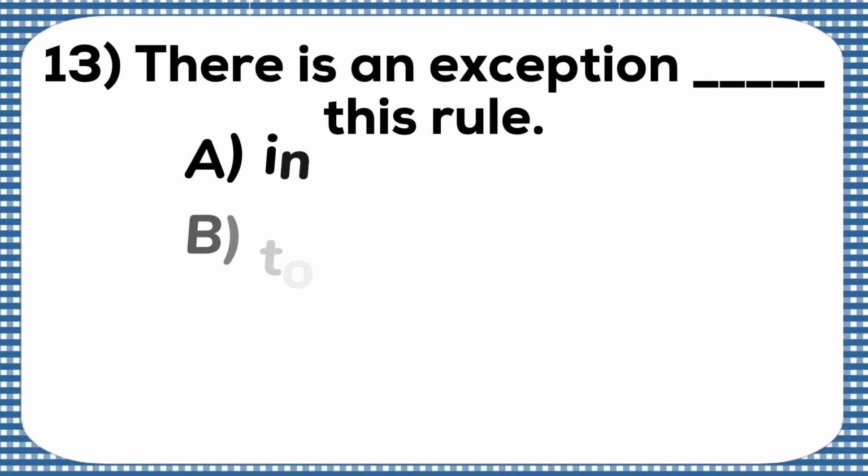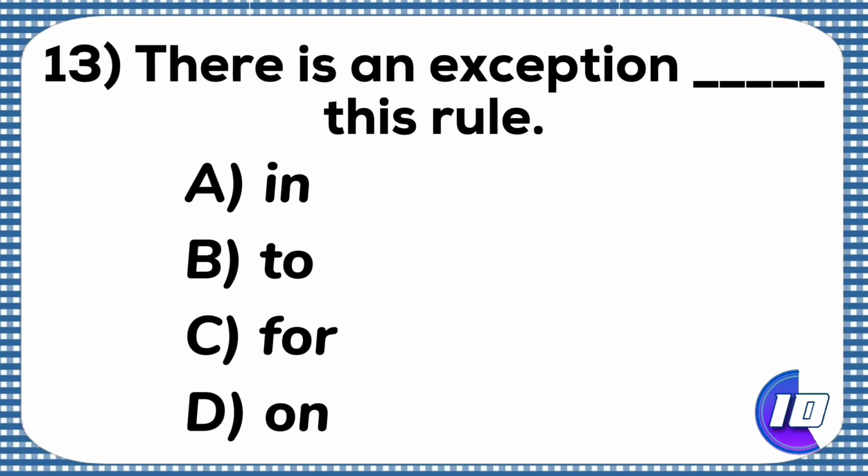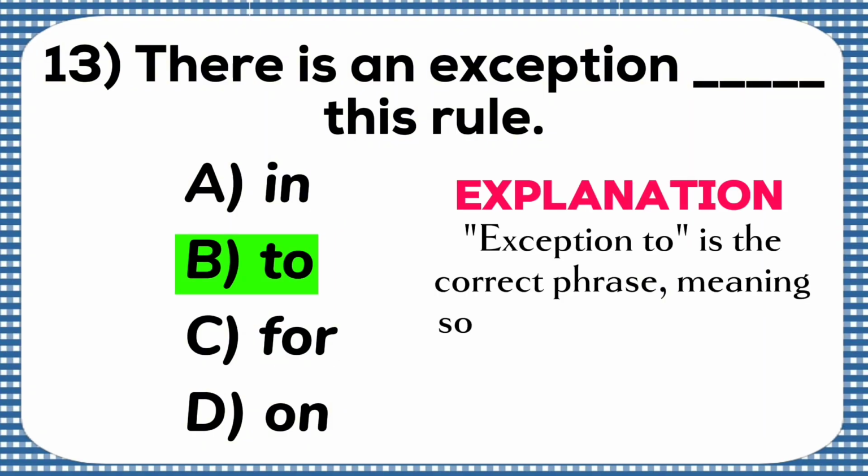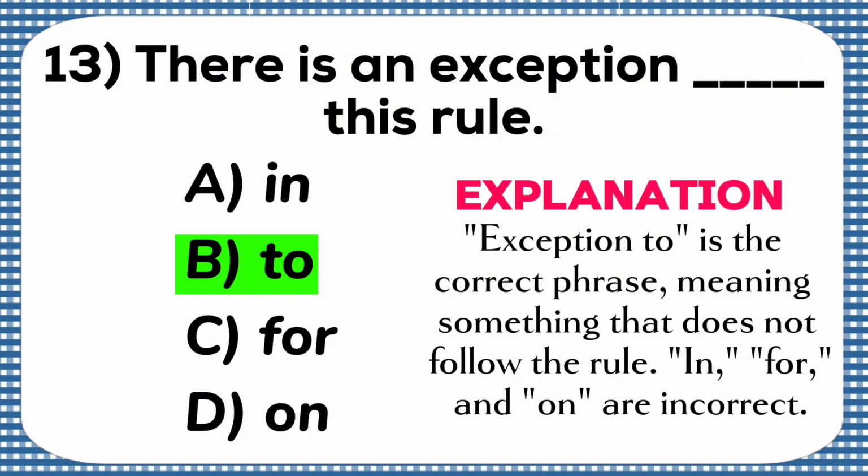There is an exception dash this rule. The right answer is option B, to. Explanation: exception to is the correct phrase meaning something that does not follow the rule. In, for, and on are incorrect.